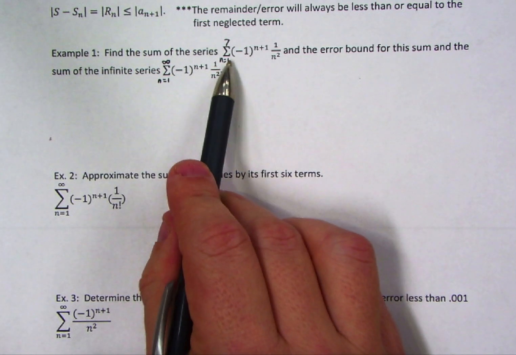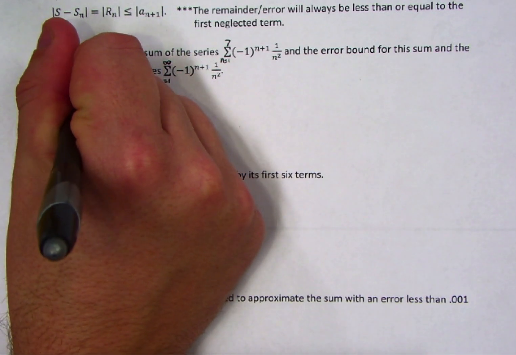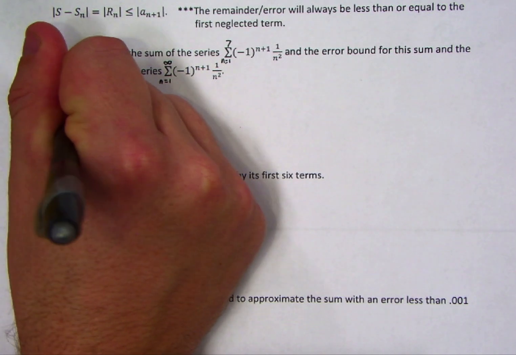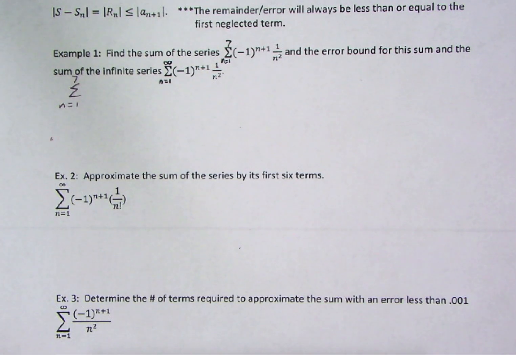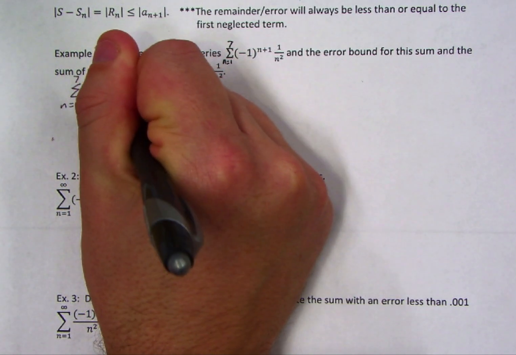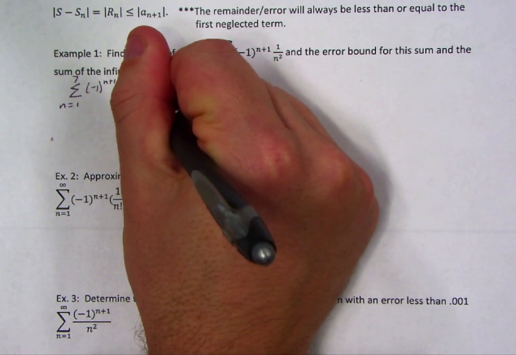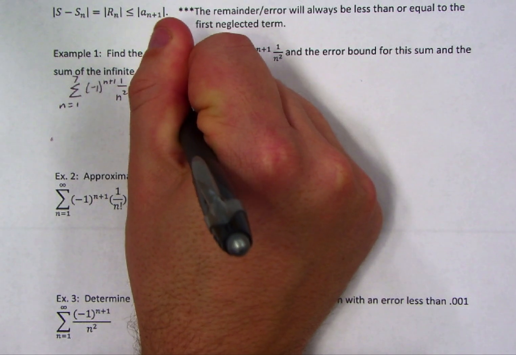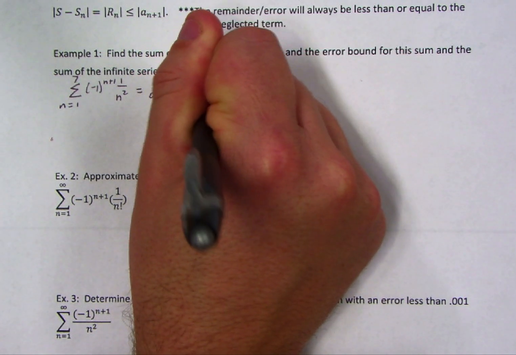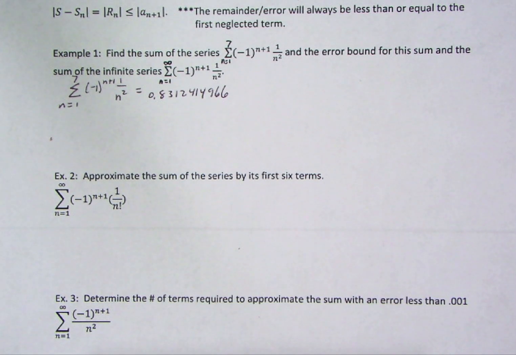So if I would list out, plug in 1, 2, 3, 4, 5, 6, 7 and add those numbers up, I'm just going to tell you what that is to save some time because I know you guys are capable of doing that. So if I do 1 to 7, negative 1 to the n plus 1 times 1 over n squared, and figure out what that sum is, it's 0.8312414966. Now, I went out that far because I always like to go as exact as possible. Also, you'll see why here in a second.